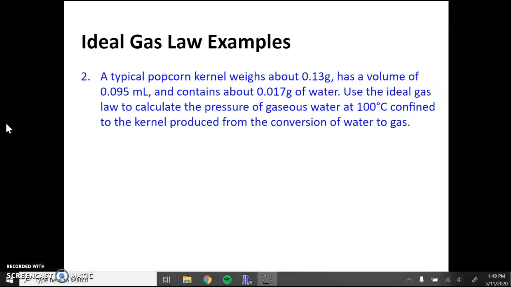All right, this is gas laws part 2. We'll start off with another ideal gas law example.